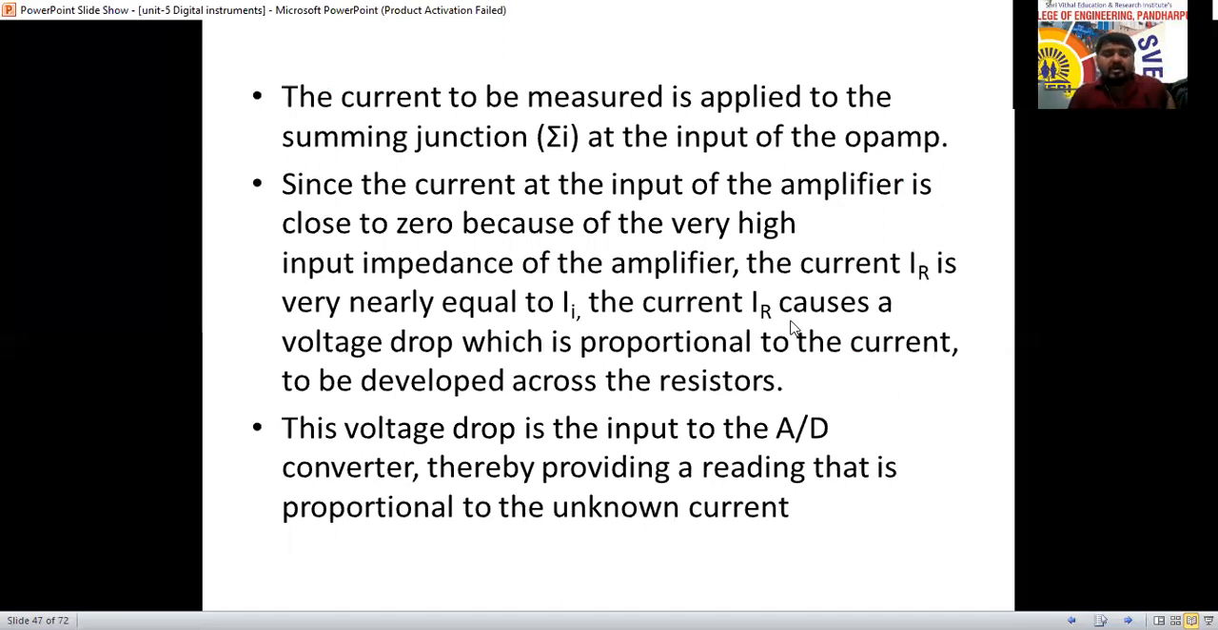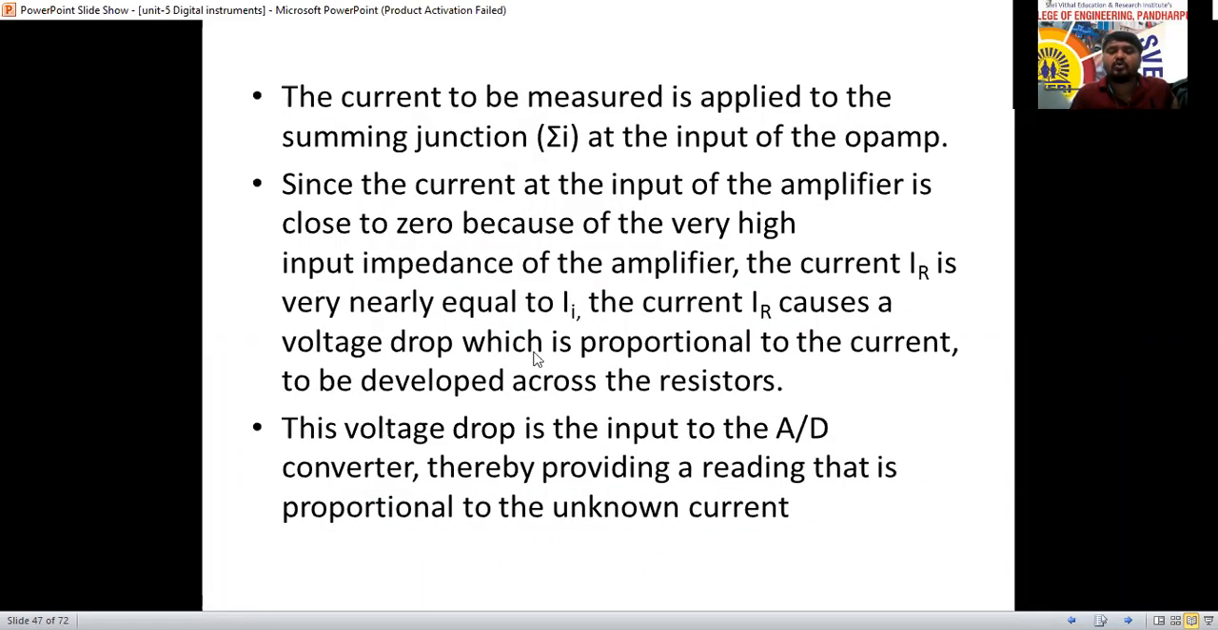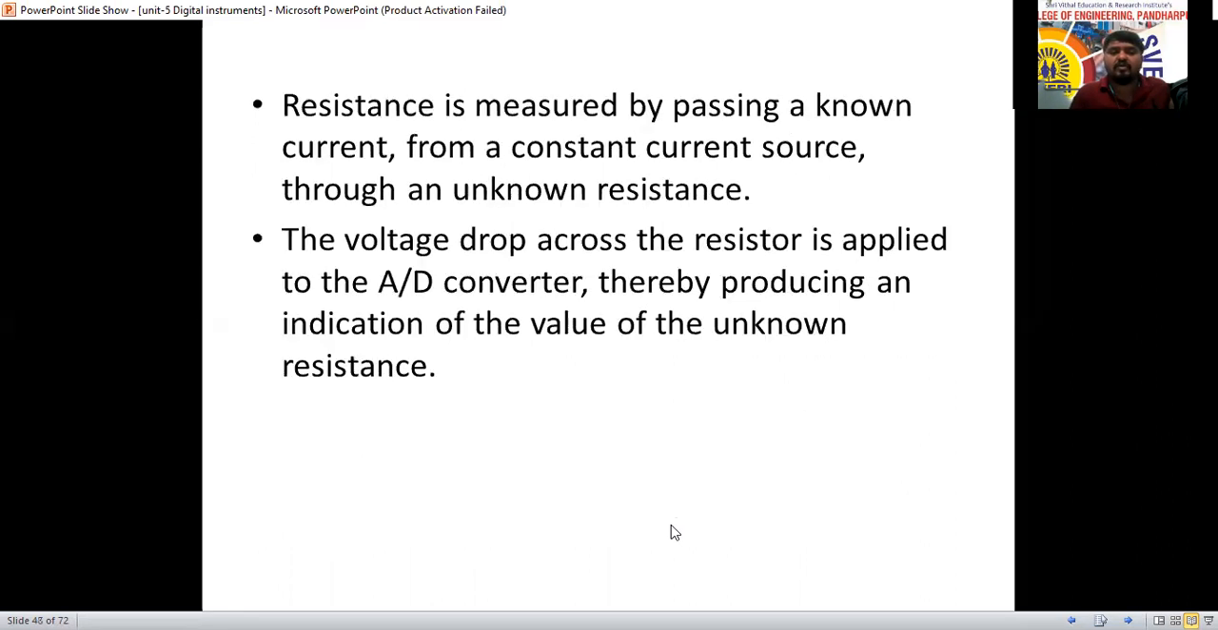The current IR causes a voltage drop developed across the resistance, which is proportional to the current. The product of current and resistance is a voltage drop, which is proportional to the current. This voltage drop is the input to the analog to digital converter, thereby providing a reading that is proportional to the unknown current.